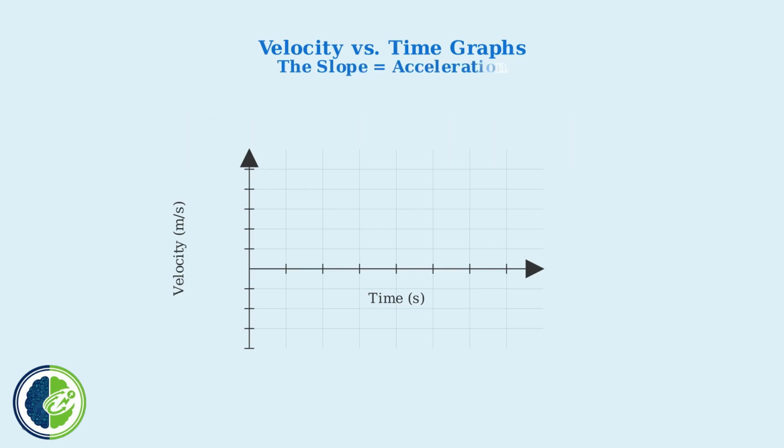The most important feature of a velocity time graph is its slope. The slope at any point represents the object's instantaneous acceleration. Let's see how to calculate this slope. To find the slope, we calculate rise over run. The rise is the change in velocity and the run is the change in time. In this example, the slope equals 0.5 meters per second squared, which is the acceleration.